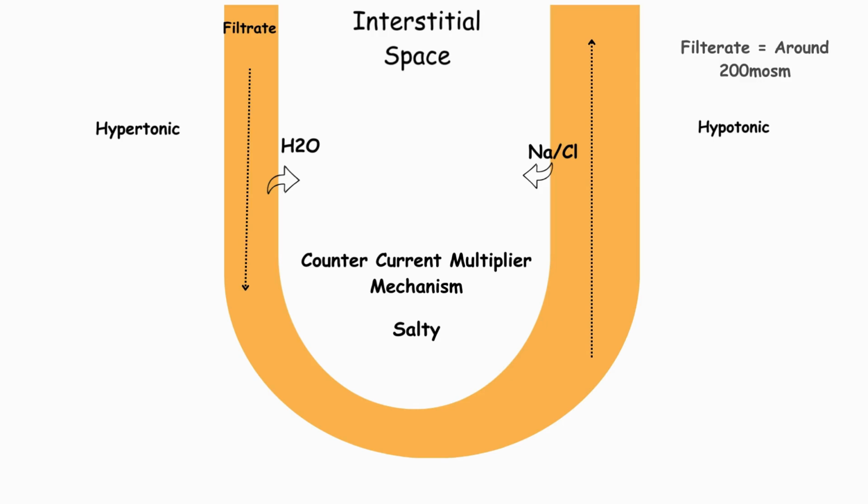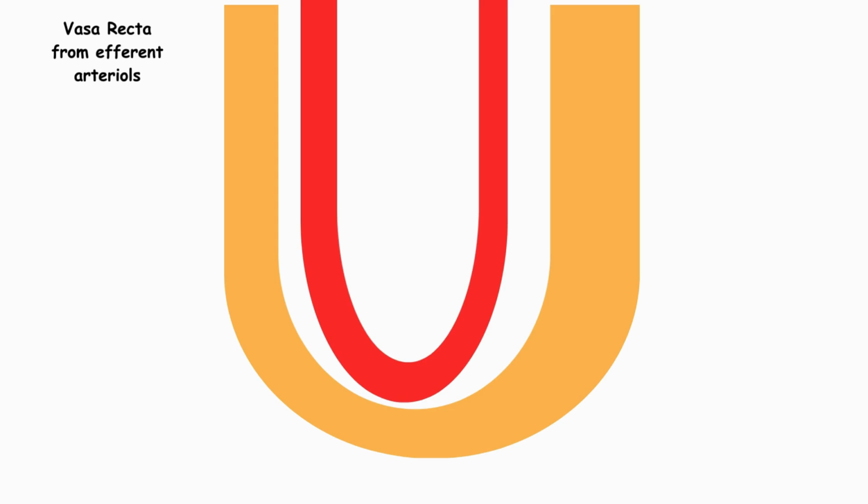This explains why the osmolality of filtrate is around 200 milliosmoles as it leaves the ascending limb and reaches the distal tubule. About 25% sodium and 15% water is absorbed here. In this region, blood is provided by the Vasa recta, a branch of the efferent arterioles. Blood flows very slowly through the Vasa recta in the opposite direction.